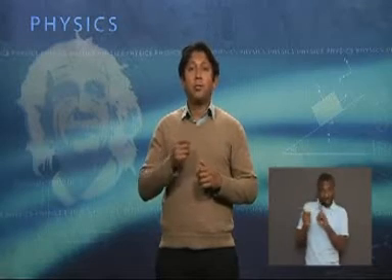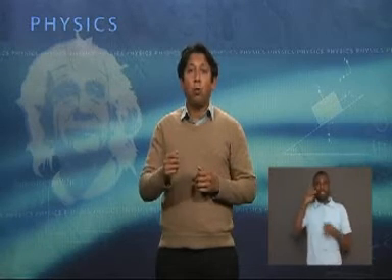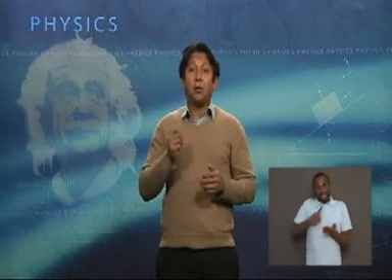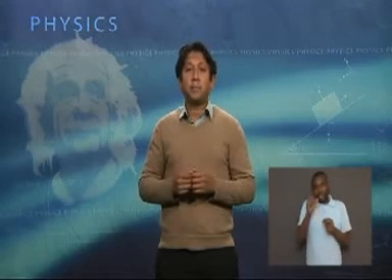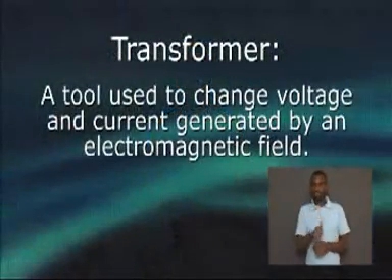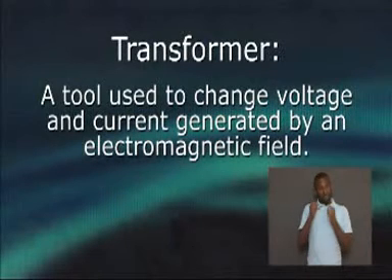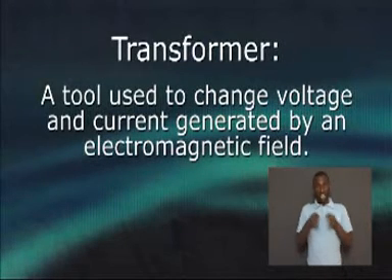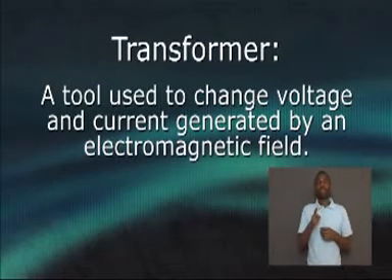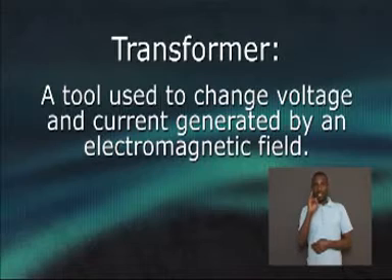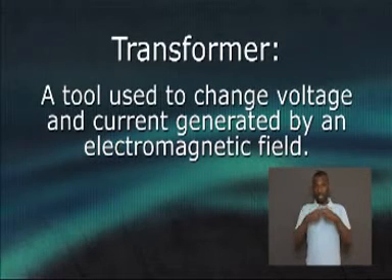Now that we know how to generate an alternating current, we also need to understand how to control the flow of electricity so that it is not too much or too little for our needs. This is achieved through the use of a transformer, a tool used to change or regulate the voltage and current generated by an electromagnetic field.